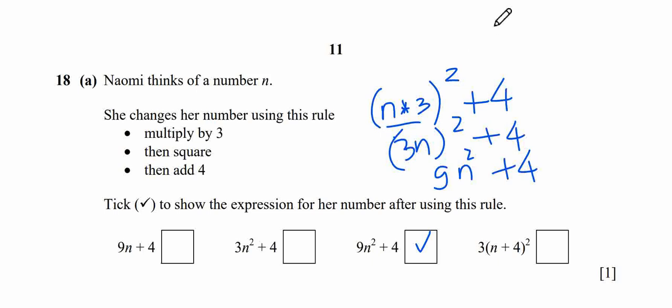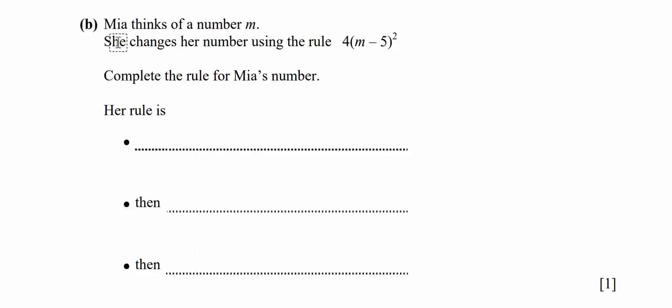Now we move to 18b. Mia thinks of a number n. She changes her number using the rule in brackets n minus 5 squared. Complete the rule for Mia's number. Her rule is what, and what? 10 seconds. 10, 9, 8, 7, 6, 5, 4, 3, 2, 1.